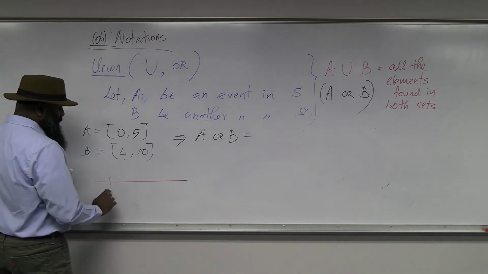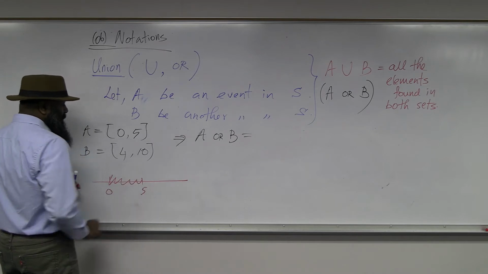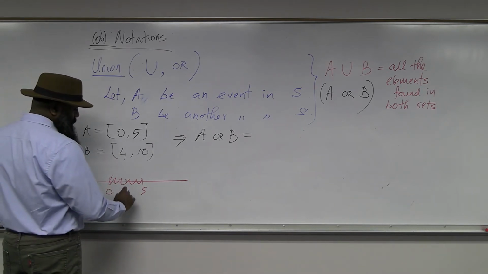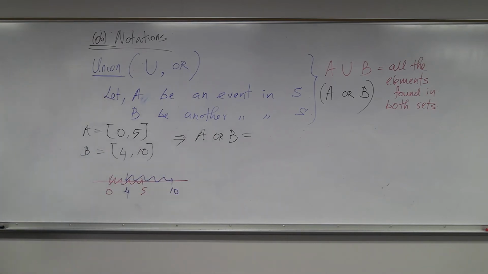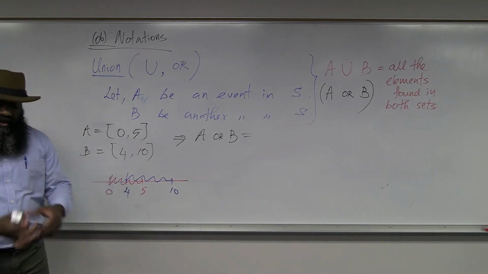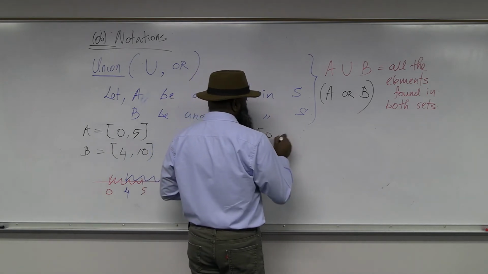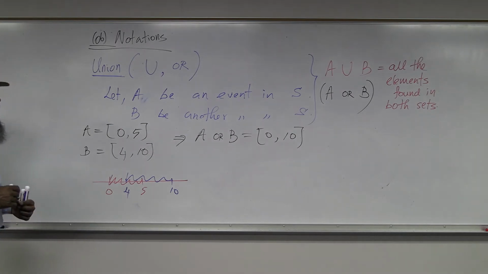So 0 to 5 is the first one, and then 4 to 10 is the second one. We said everything should be included in the union. So it should be from 0 to 10. So that's the union. They are written in interval notation.